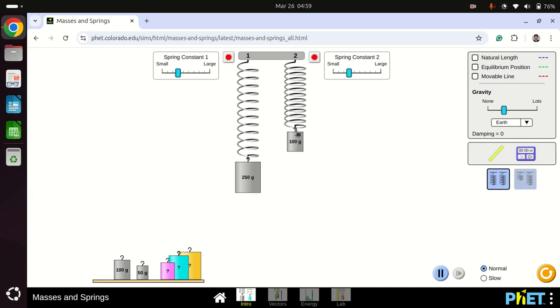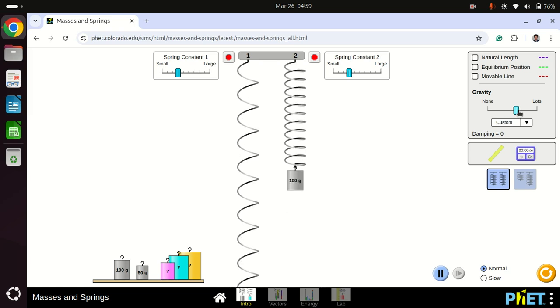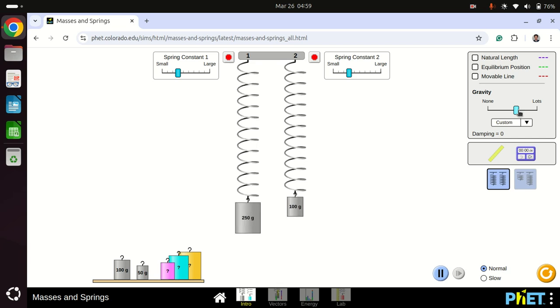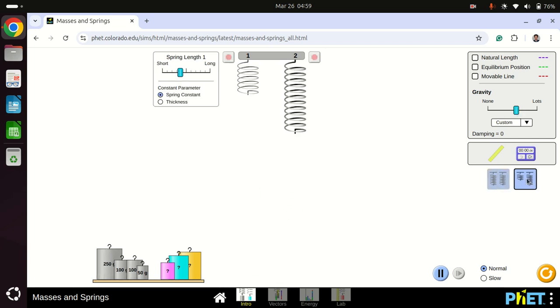this. This is oscillating and there is also an option for gravity. So what happens if gravity is increased? So you can simultaneously see. Now you can see here there is an interesting thing. The spring length is different for both cases, but the spring constant is constant.